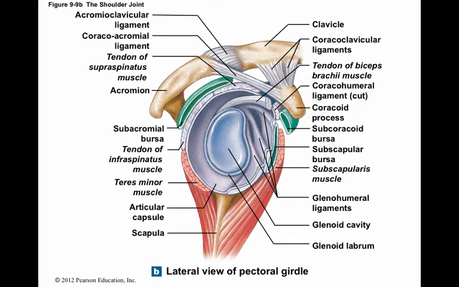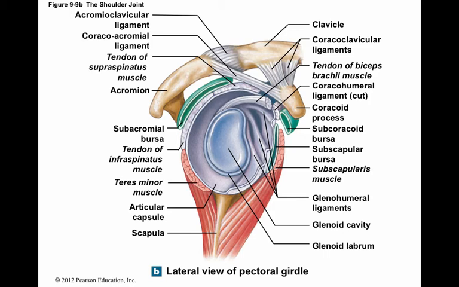to stabilize the joint. The glenohumeral ligament attaches the glenoid cavity to the humerus. The coracohumeral ligament attaches the coracoid process to the humerus. The coracoacromial ligament attaches the coracoid process to the acromion. The coracoclavicular ligament attaches the coracoid process to the clavicle, and the acromioclavicular ligament attaches the acromion to the clavicle.